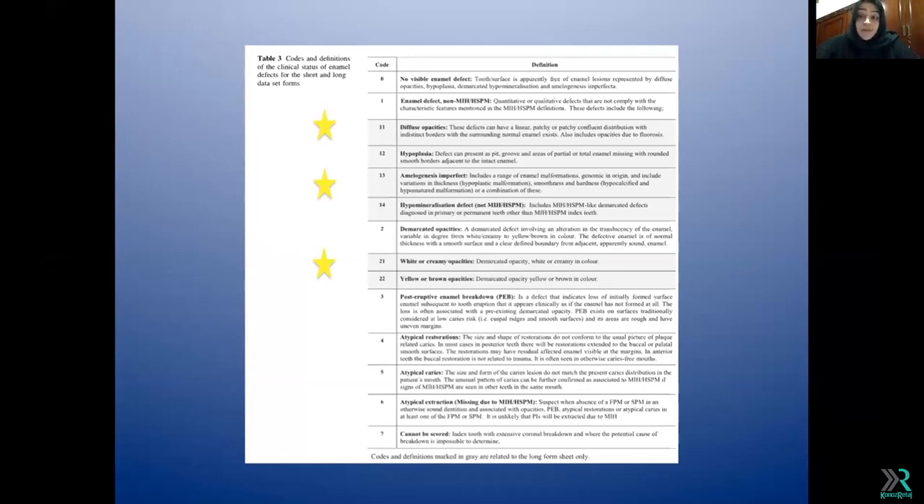As we have mentioned, in a patient who is caries-free, but mentions a history of having his sixes badly broken down and they were extracted. 7 is for teeth which cannot be scored due to extensive caries.